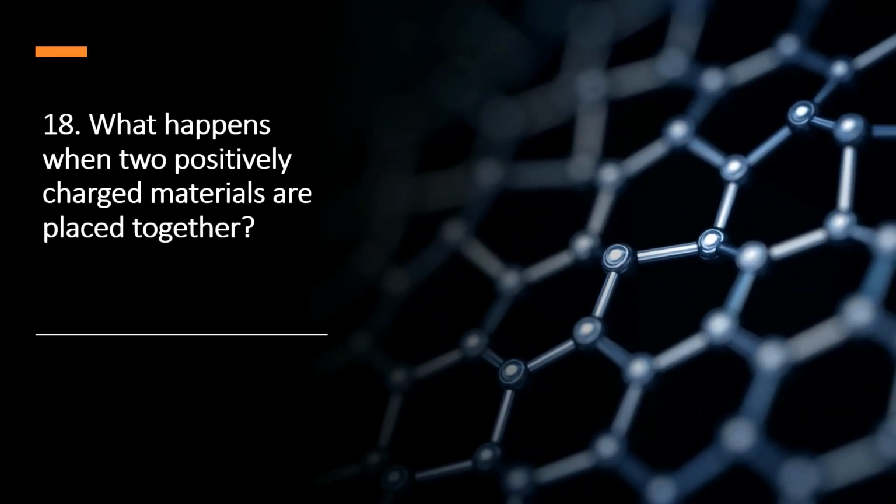What happens when two positively charged materials are placed together? When two positively charged materials are placed together, they will repel each other. And when two different charges are placed together, they will attract each other.